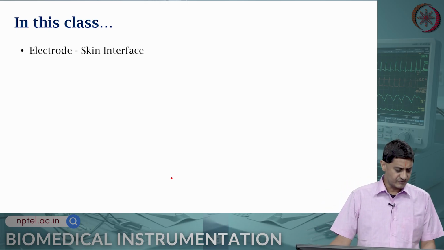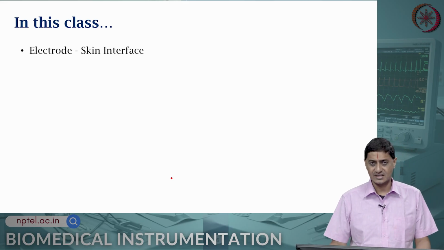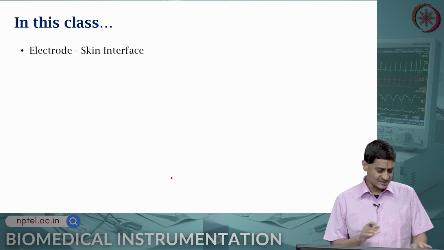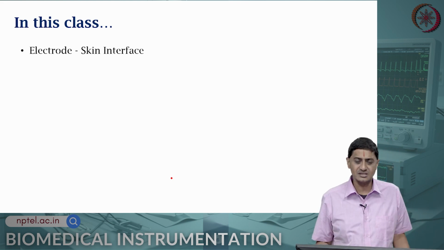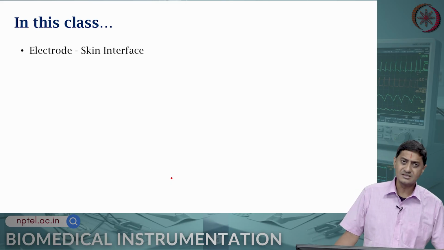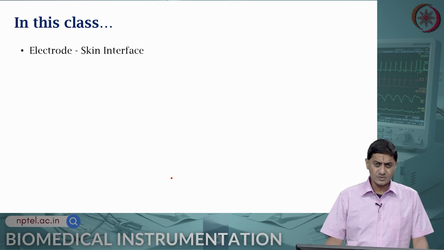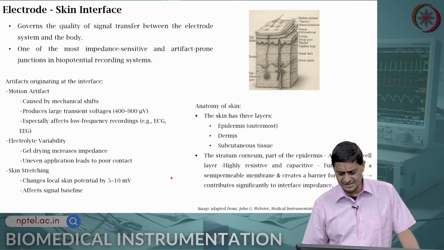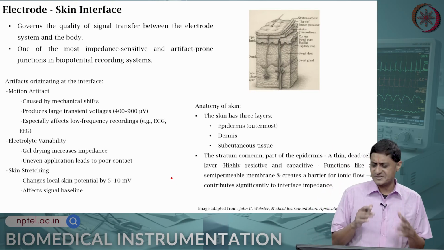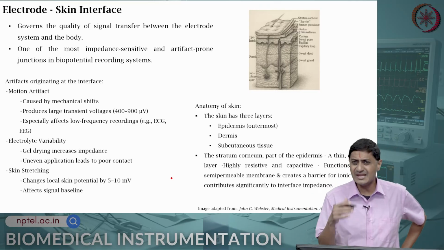So, in this video, we will look at the electrode skin interface, because this is where you are placing the electrode on the skin and you are measuring the biopotential, and this is what is of interest to us. So, the electrode skin interface essentially is a complex interface. There are many barriers.